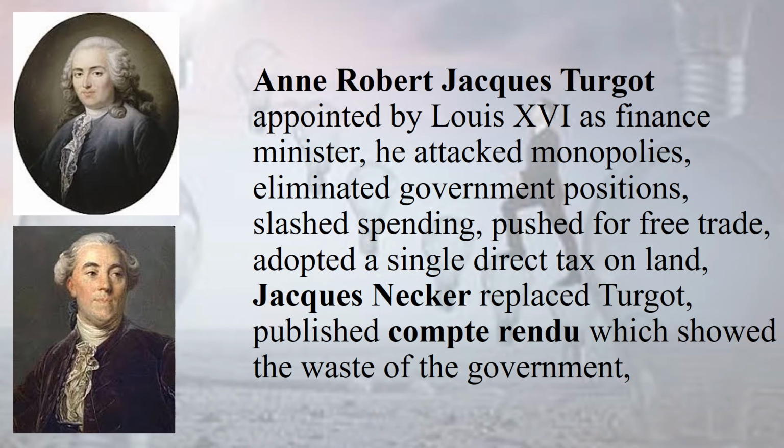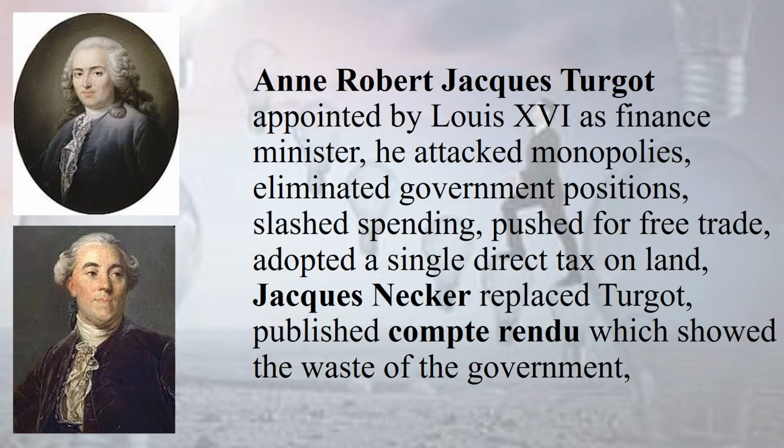Anne Robert Jacques Turgot was the finance minister of France under Louis XVI. He starts going after monopolies. He tries to get rid of all these important government positions where people were skimming money off the top. He cuts back spending, and he starts to push for free trade, getting rid of tariffs. They also put a single direct tax on land. But all of these reforms were so unpopular that he gets replaced by Jacques Necker.